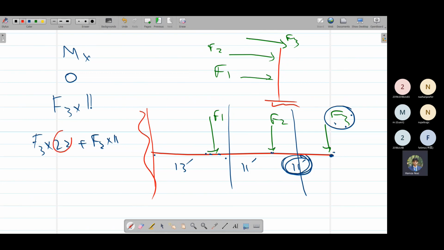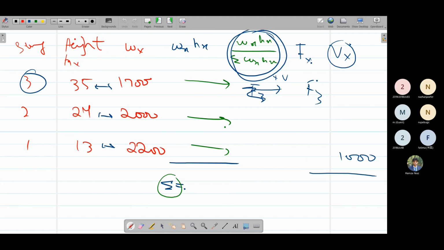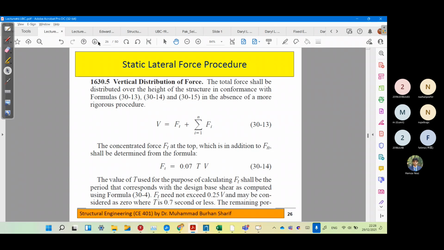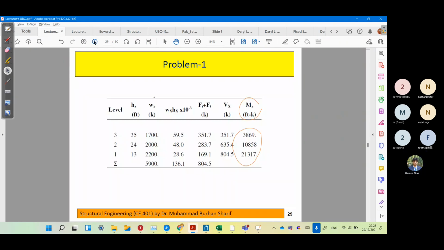These 11 and 22 are simply story heights. They can be whatever the values. And the last one would be F3 into 35 plus F2 into 24 plus F1 into 13. So this way we can calculate the overturning moment. Mx is the overturning moment. Okay, so this is all for UBC. If we draw this table, that question is over.